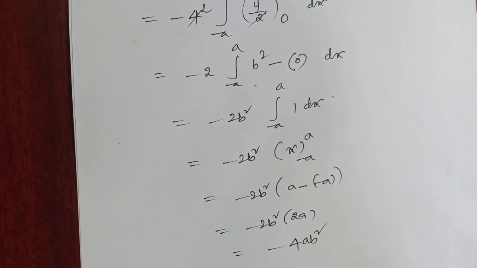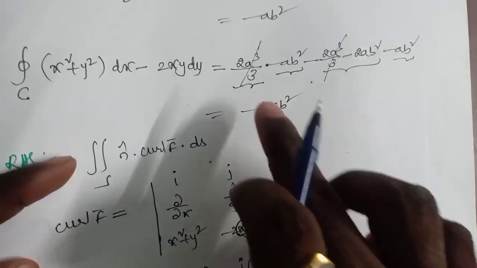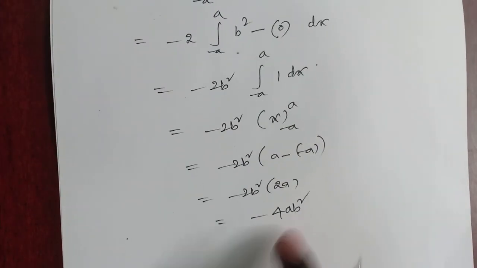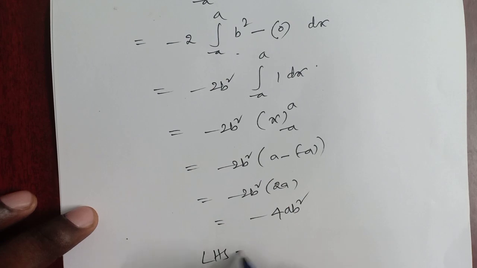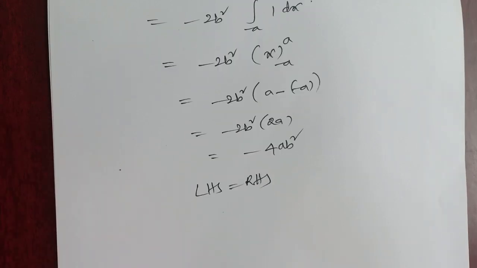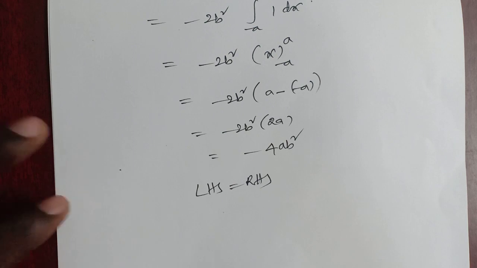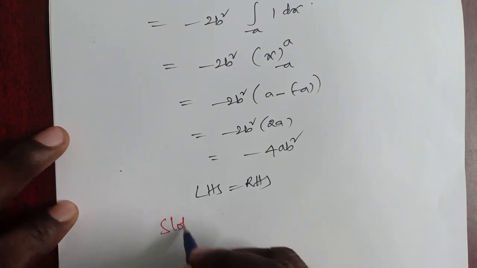So what is our LHS? Minus 4ab square. What is our RHS? Minus 4ab square. So clearly LHS is equal to RHS, hence Stokes theorem is verified.